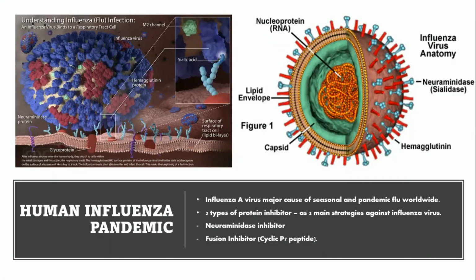So our topic focuses more on the influenza virus. This is a structure of the influenza virus. Influenza A virus is the major cause of seasonal or pandemic flu worldwide. The potential of a pandemic influenza outbreak has attracted many scientists and researchers to find and create possible anti-influenza drugs in preventing influenza viral infection. Currently we will discuss two types of protein inhibitor, which are the neuraminidase inhibitor and the fusion inhibitor, specifically the cyclic P7 peptide, as anti-influenza drugs, as a strategy to overcome the viral infection.